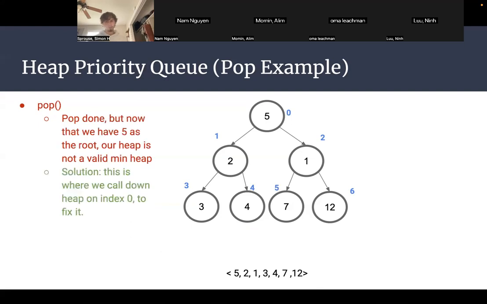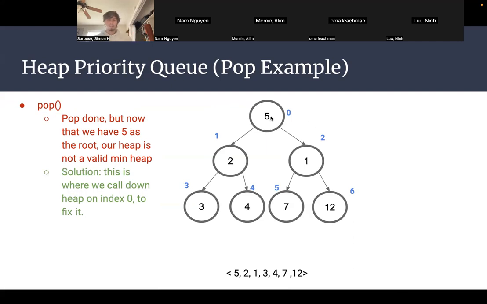And now what we need to do is we need to rebalance this data structure, right? Because like I said before, every path must be written in sorted order, and all of these are wrong, right? 5, 2, 3, that's wrong. 5, 2, 4, that's wrong. 5, 1, 7, 5, 1, 12, these are all incorrect.